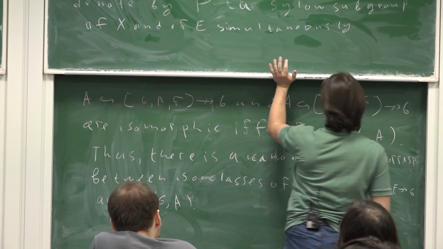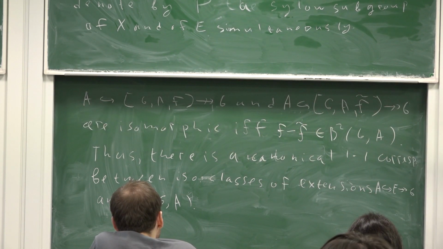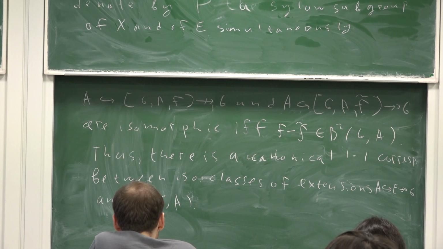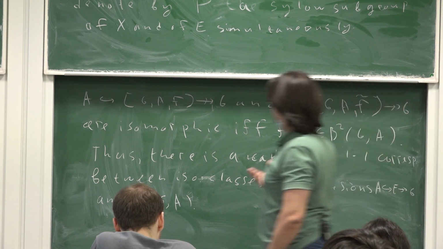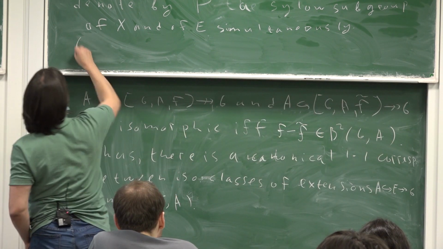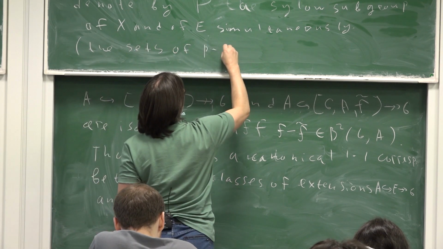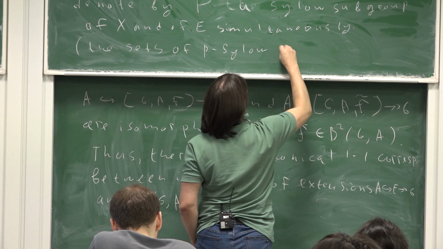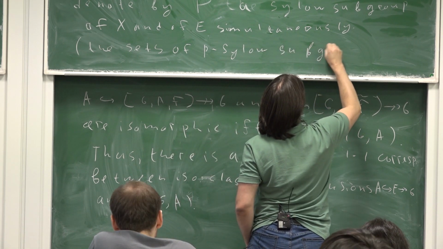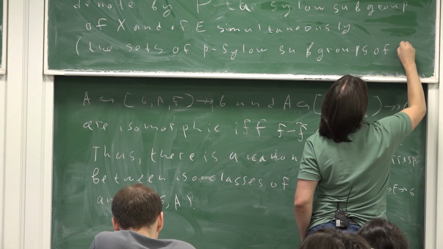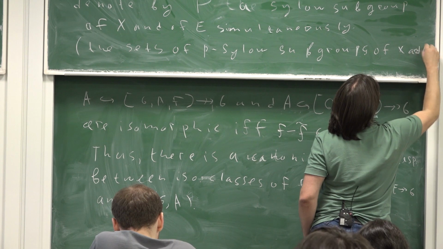Since p divides q and is coprime with m, any Sylow subgroup of X is a Sylow subgroup of E, and any Sylow subgroup of E lies in X and is a Sylow subgroup of X. So the sets of Sylow p-subgroups of X and E coincide.